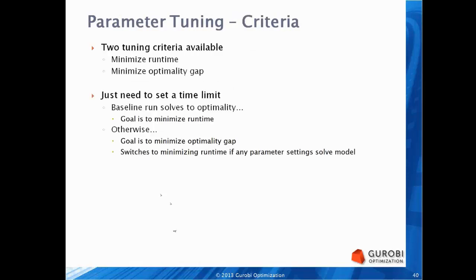Now we have tuning criteria, and we have 2. One is to minimize runtime, and if you cannot solve, then we use the optimality gap. If the default cannot solve, then we use the optimality gap, and whenever a set we find can solve, we switch to minimizing runtime.